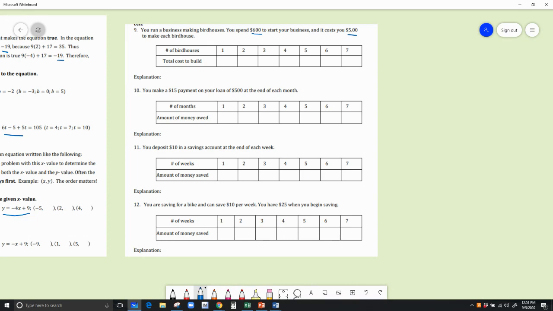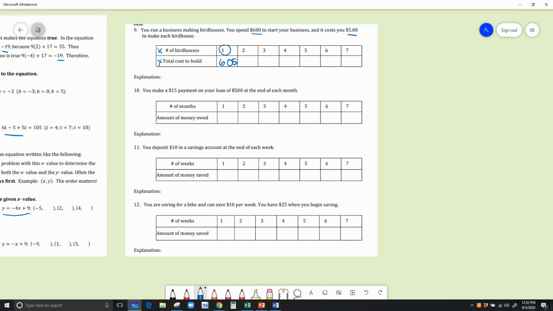So the number of birdhouses is on top. That's going to be my X's, and then my Y's will be the total cost to build. So how much did it cost me to build one birdhouse? If you put a $5 there, you are incorrect, unfortunately, because it cost you $600 just to start the business. So the number it wants you to put here is 605.